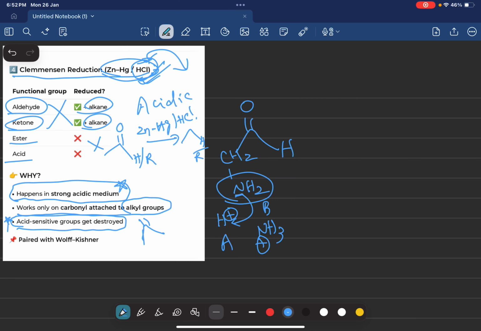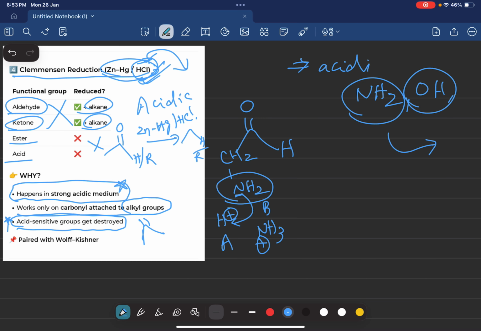this Clemmensen reduction. So what we can conclude here: if the same aldehyde or ketone has acid sensitive groups present, like NH2 or OH, then we preferably reduce with the help of Wolff-Kishner reduction, not with Clemmensen reduction. Same way, vice versa. In that case, I will tell you why it is.